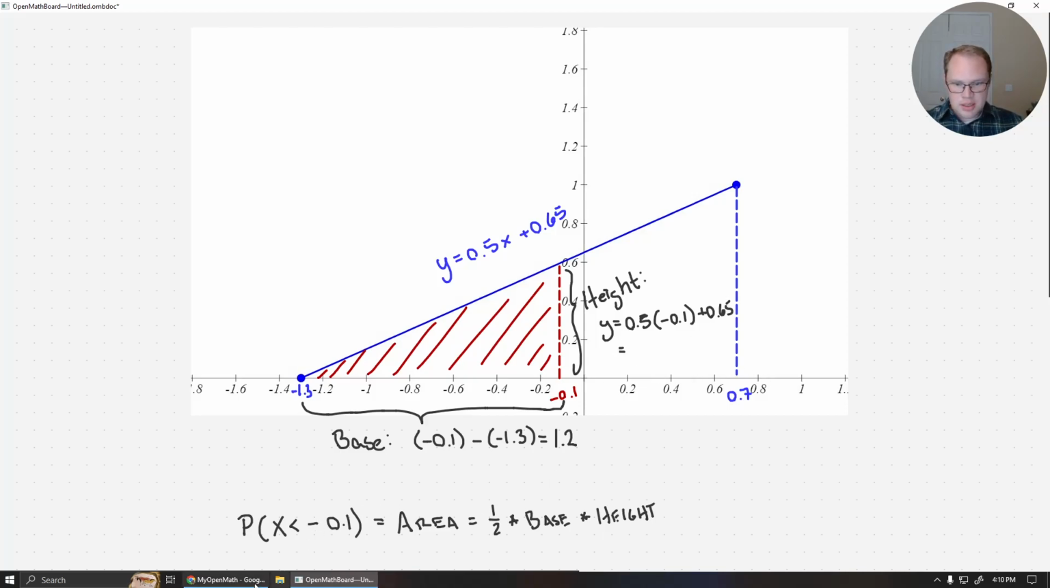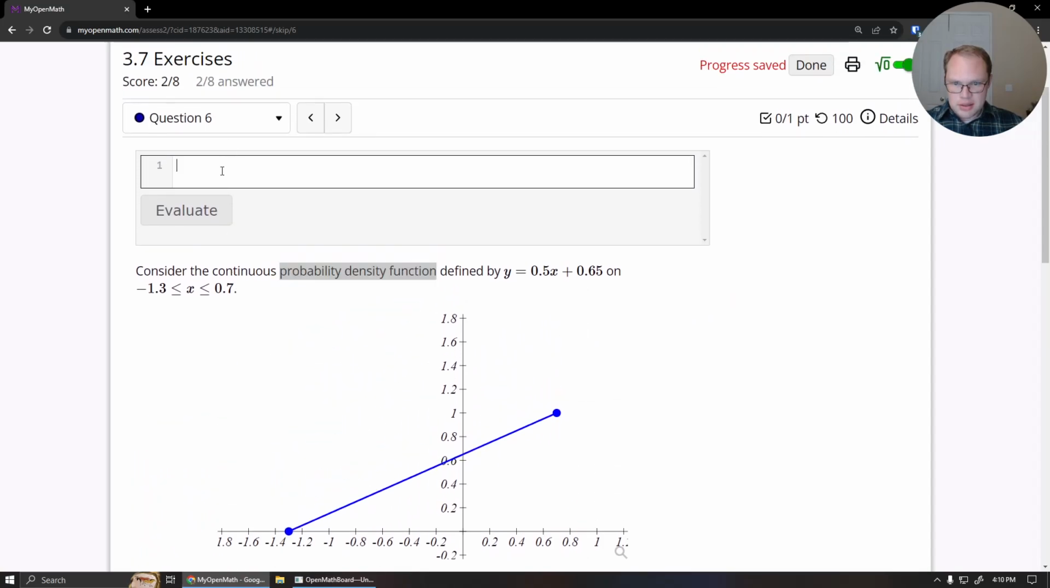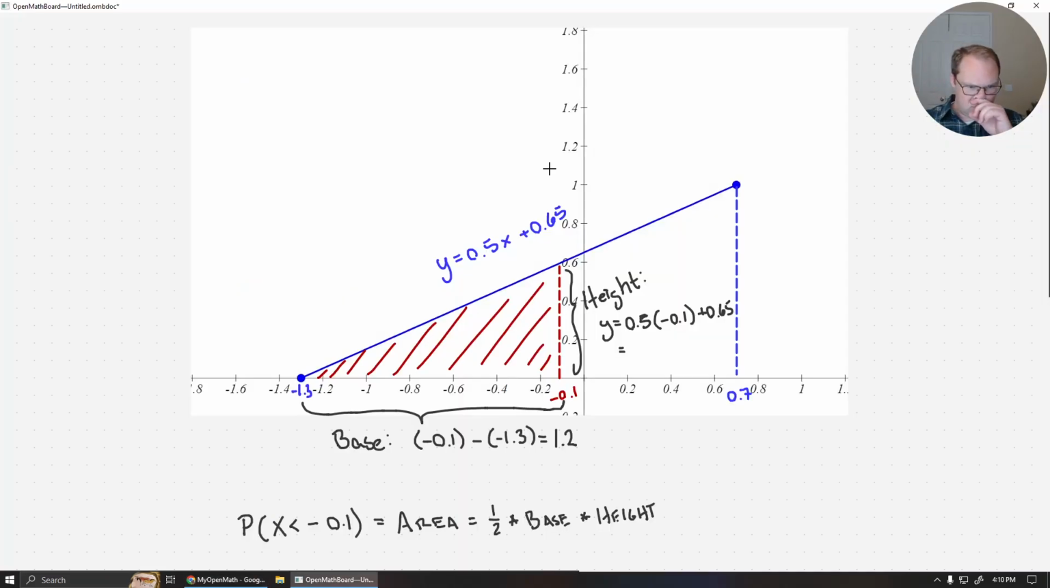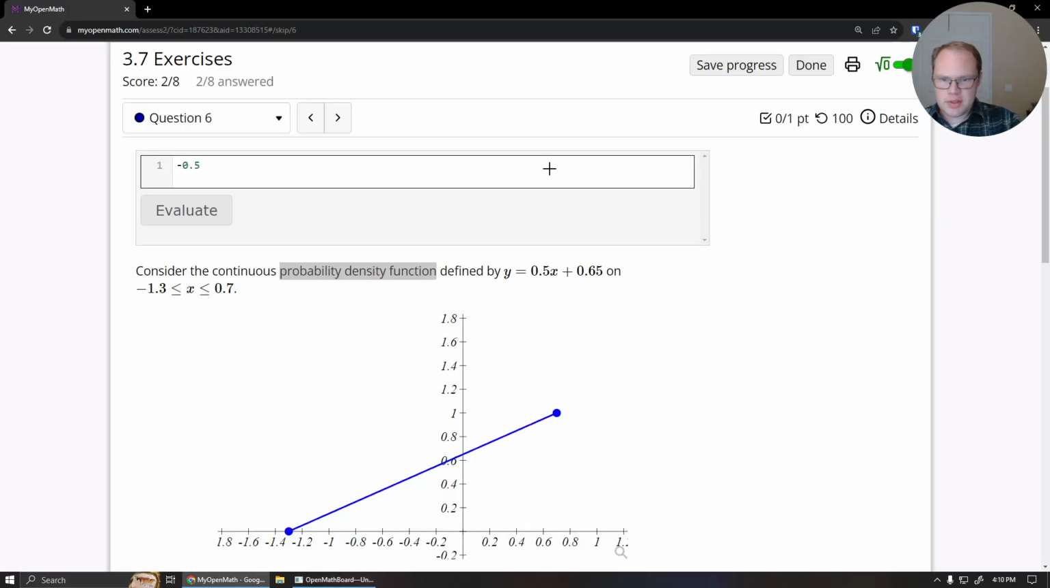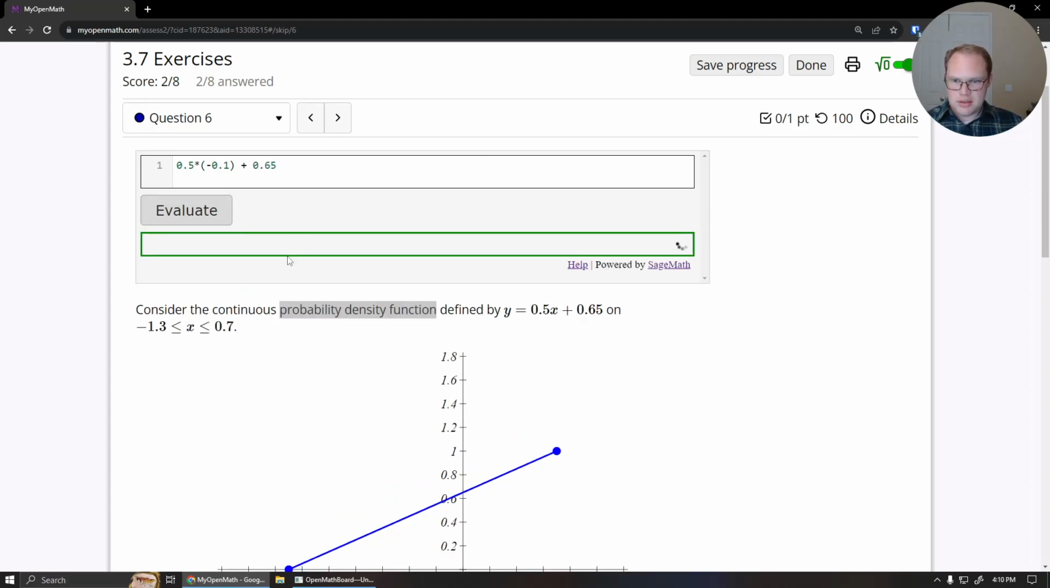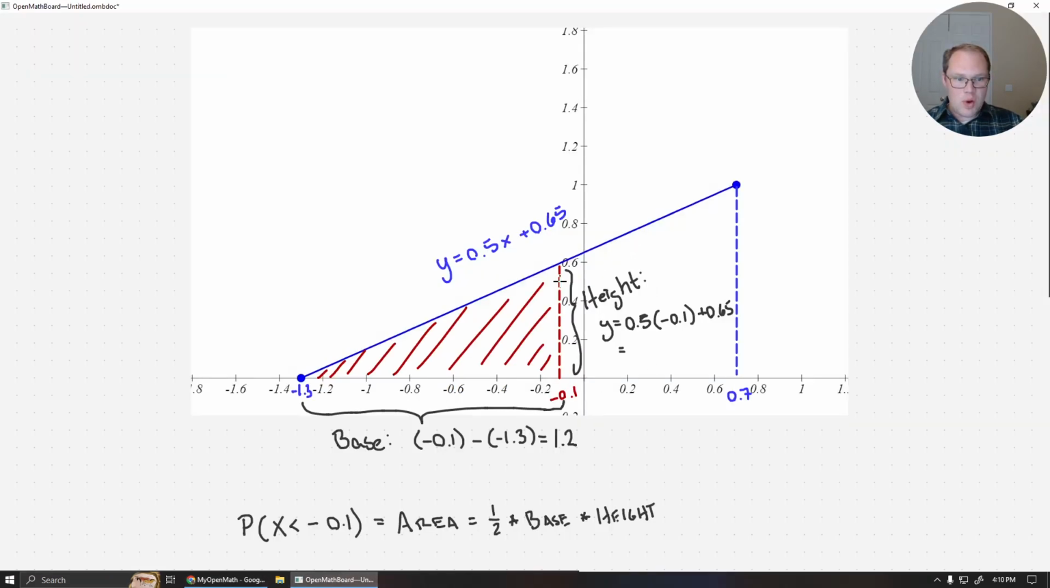If I plug that into my calculator, positive 0.5 times negative 0.1 plus 0.65, I get 0.6. Okay, so it is what it looked like. It was actually 0.6. But you have to be a little bit careful. It's not always going to be easy to just look at it and see how tall that triangle is. So that's 0.6. So that's our height.